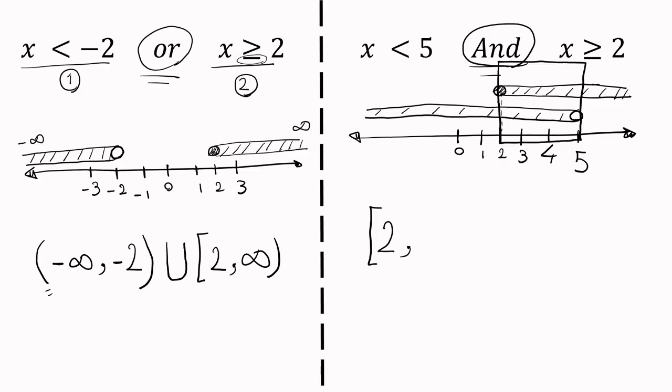Is 5 included or not? As you can see, 5 cannot be included. Why? Because in the first range, 5 is shown with an open circle. So I must use parentheses for the 5. It means it is not included.